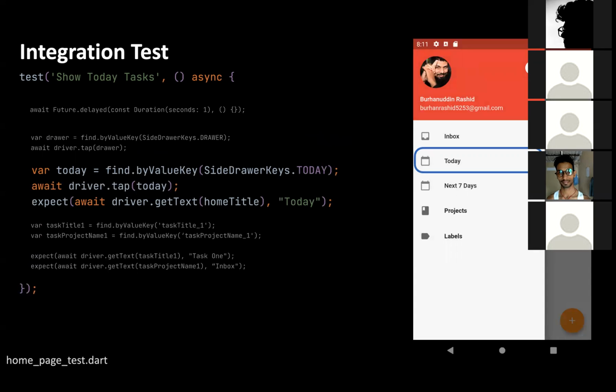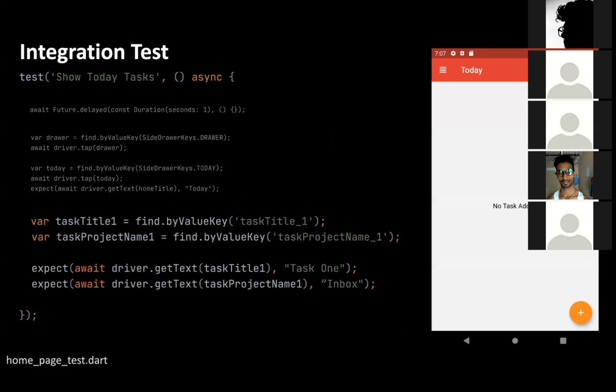And then I'm clicking on it. I'm finding that today widget and clicking on it. When I click on it, it will verify today, and then I will find those values: task title one, task project name one, and match whether it should be task one in inbox. Now you might be thinking, what kind of key is this task title underscore one?